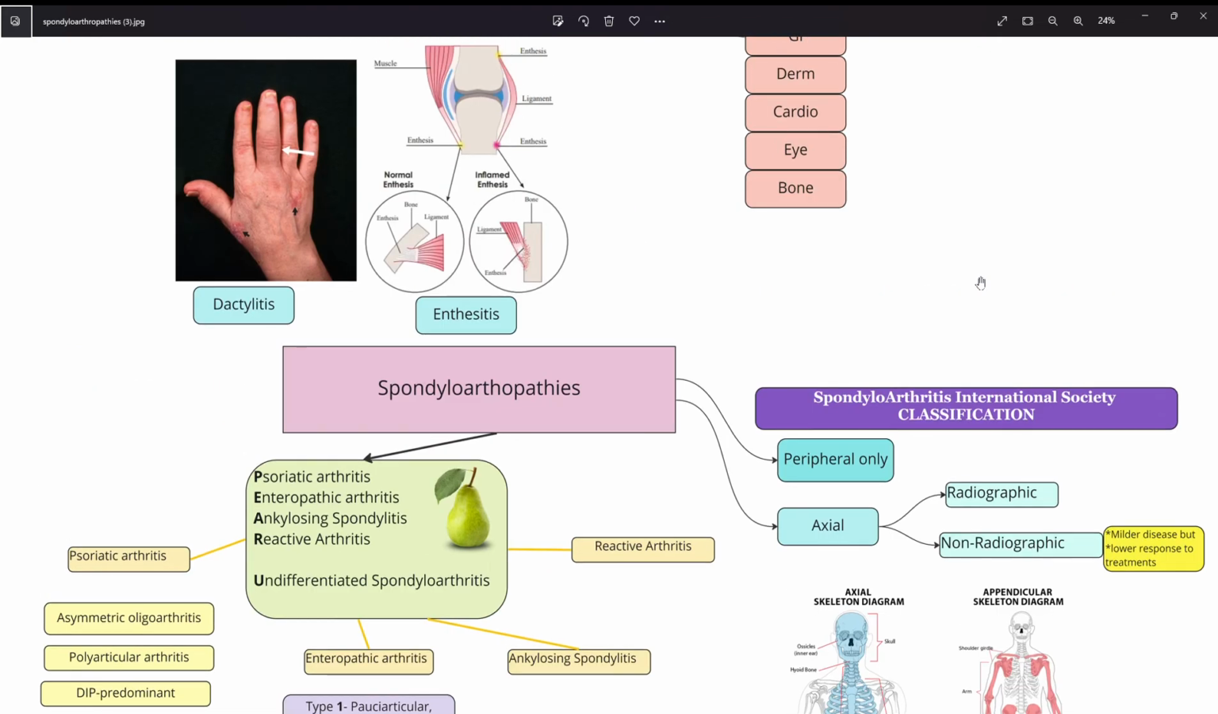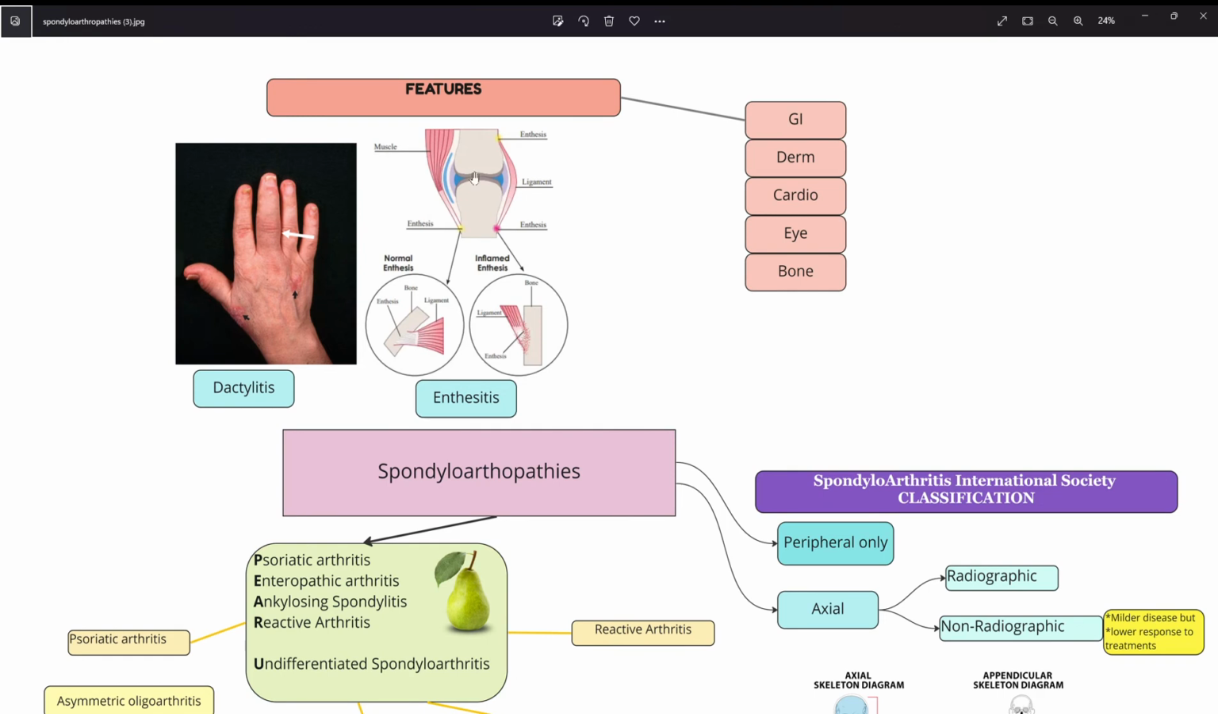Now, just real quick here, a few features of spondyloarthropathies. Some of the classics, besides the joint pains of the spine, is you can get dactylitis, which is dactyl, finger or toe, itis, of course, inflammation. So you get these sausage fingers, and you can get sausage toes too. And it can be one joint or multiple joints.